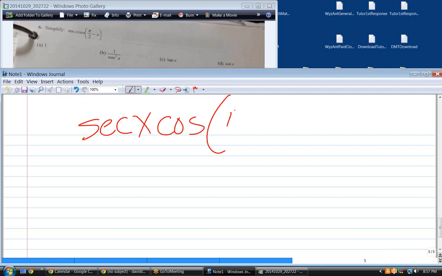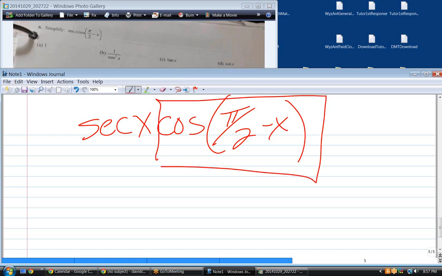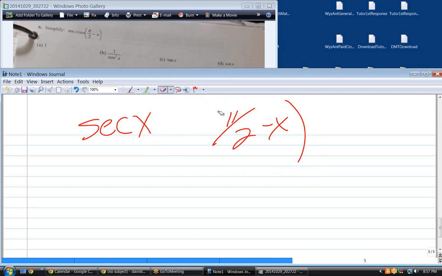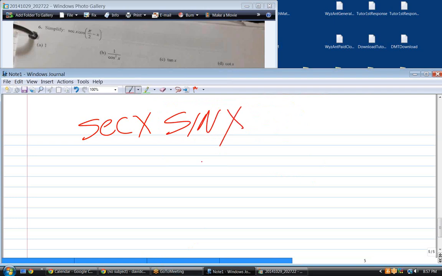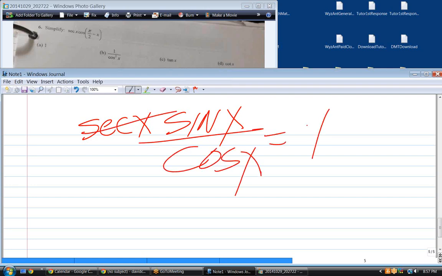What do you do when you see pi over 2 minus x? That's the, is it reciprocal? No, that's the cofunction rule. What's the cofunction of cosine? Sine. So that's equal to sine x. Okay? So it would be C because secant is 1 over cosine. Now we got sine over cosine, which is tangent.